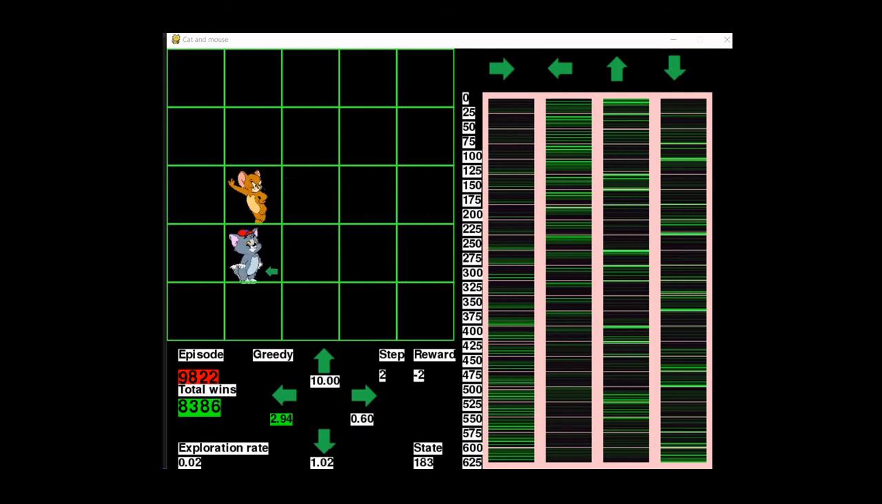Notice that the exploration rate has gone down to roughly 2%, meaning out of 100 actions, the agent would take 2 actions randomly and the rest 98 actions would be the ones that give our agent the maximum reward.